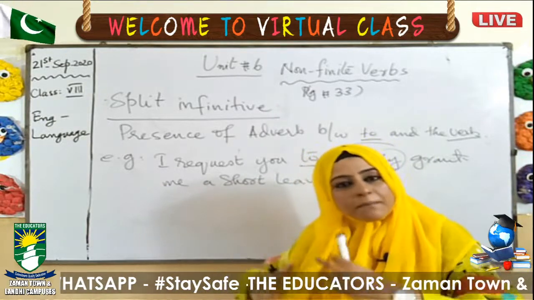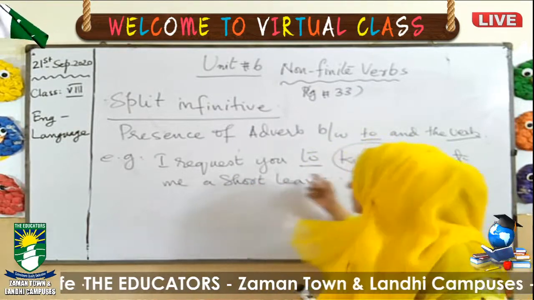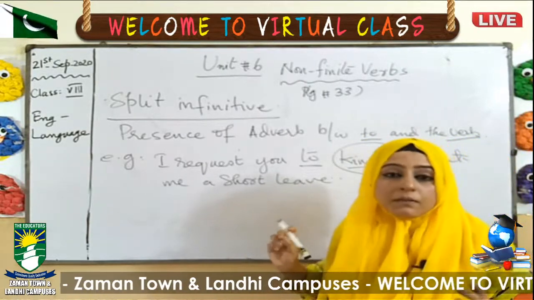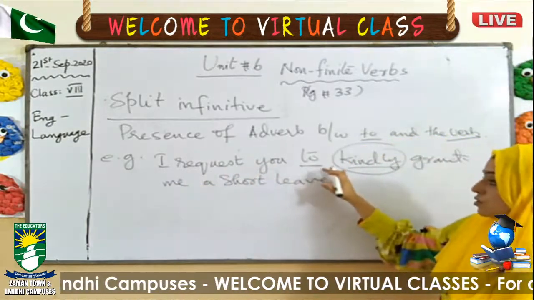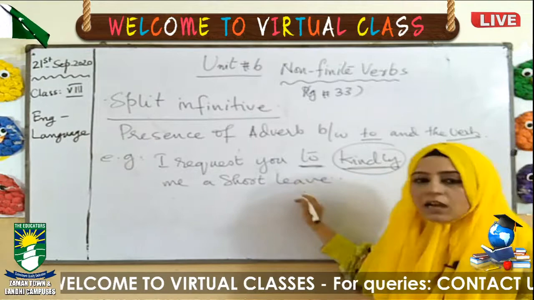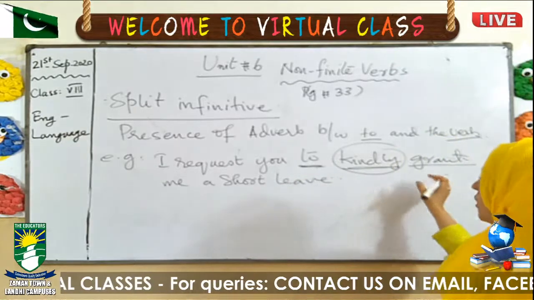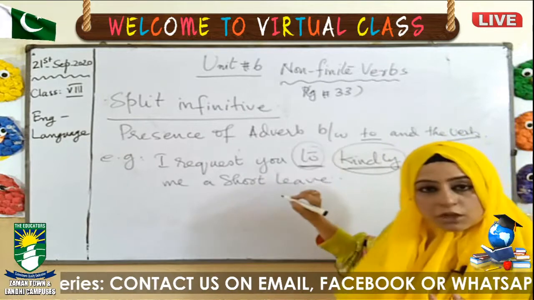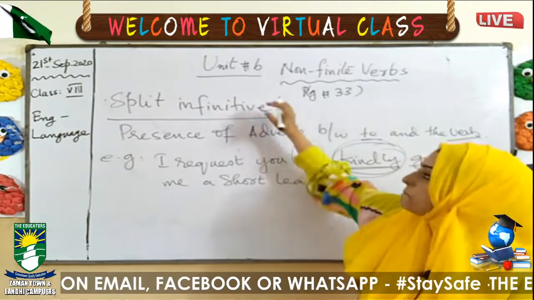So split means breaking. So it is to plus an adverb, then we go with our main form, that is, the base form of the verb. Clear now? So here the example is, I request you to, this to is a preposition, kindly grant me a short leave. The base form is grant, meaning the word grant acts as the verb. So here, between the preposition to and the verb, we have the adverb kindly. So it would be a split infinitive.